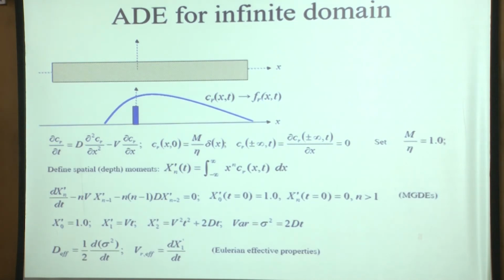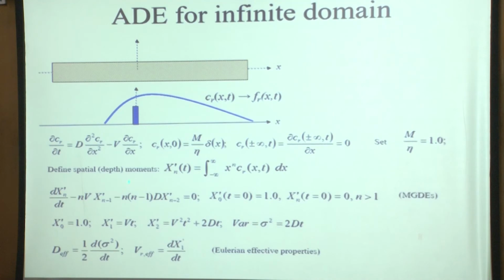And now I'll define spatial moments. My definition for spatial moments, again, I've used x n, but I've added a prime to indicate that my integration is going from minus to plus infinity instead of 0 to infinity. 0 to infinity, we had called depth moments. They're also spatial moments, but I want to distinguish them from the conventional spatial moments, which go from minus to plus infinity. This is my definition. What do I want to do? I want to solve for these moments.